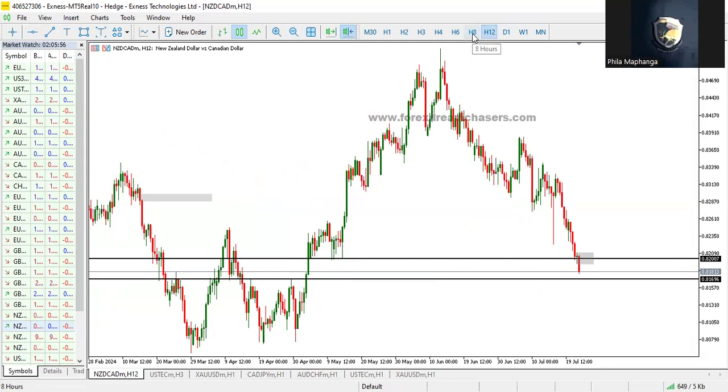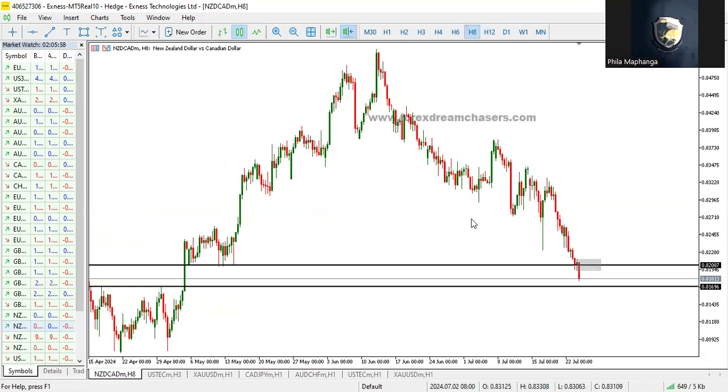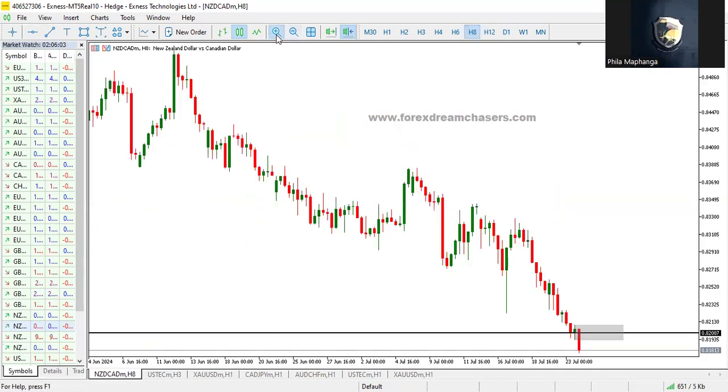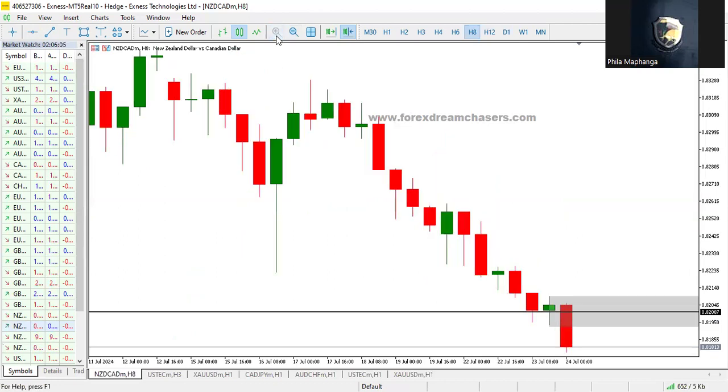Now, let's move to 8 hours to check what is it we have on 8 hours. So remember, the time frames must correspond. On 8 hours, on the current price, we still have the continuation pattern as well. The continuation pattern that we have there, it is corresponding with what?